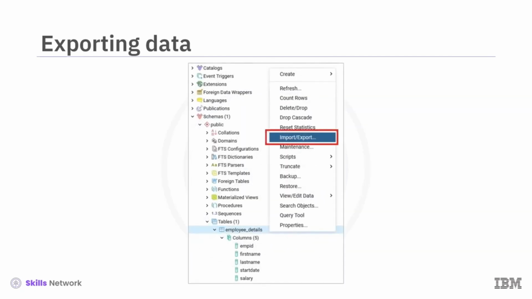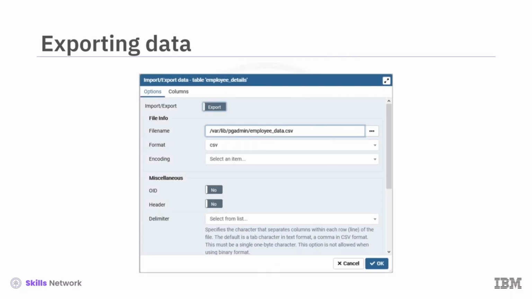Utilize the Import/Export function to export current data in your database to a CSV file for external use. CSV stands as the default format, enabling you to simply specify the file name and then click OK.